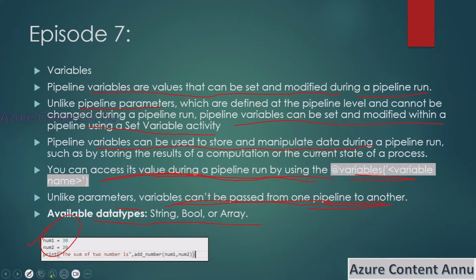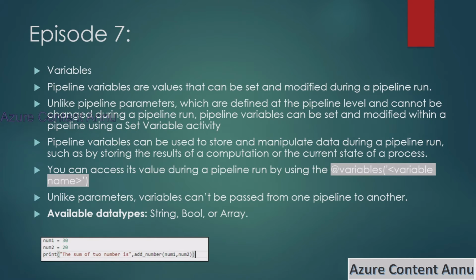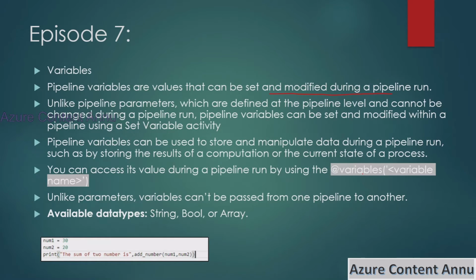So we understood what are parameters and what are variables and what is the difference between them. The important difference that you can remember is parameters cannot be modified during the pipeline run, which means its value is static when you execute the pipeline, but a variable can be modified multiple times in a pipeline. Also, a parameter can be passed from one pipeline to another, but a variable cannot be passed from one pipeline to another.